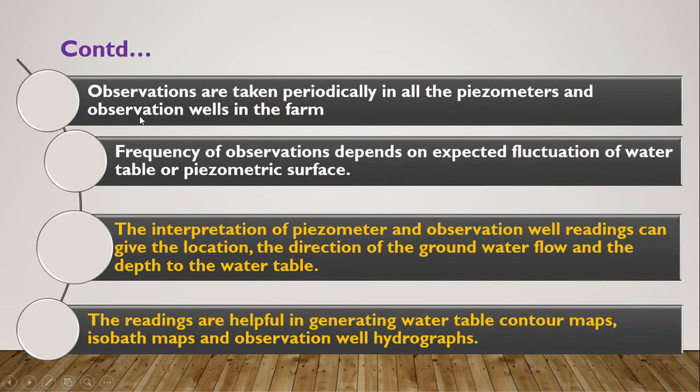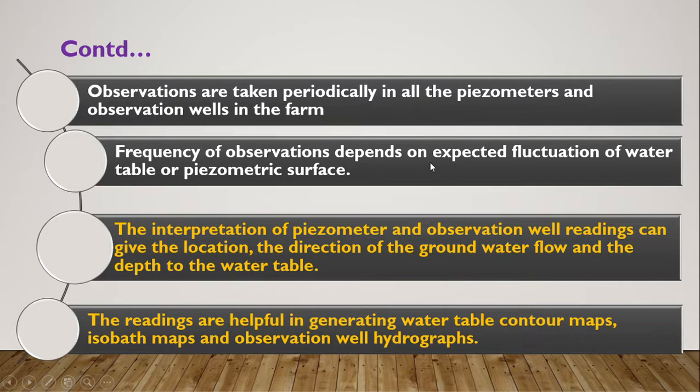Observations are taken periodically on all the piezometers and observation wells in the farm. The frequency of observations will depend on the expected fluctuation of the water table. If the fluctuation of the water table is very high, that means if it is raining continuously, we have to take the reading daily. Otherwise, it is necessary to take the reading only once in a month or once in 2 weeks or so.